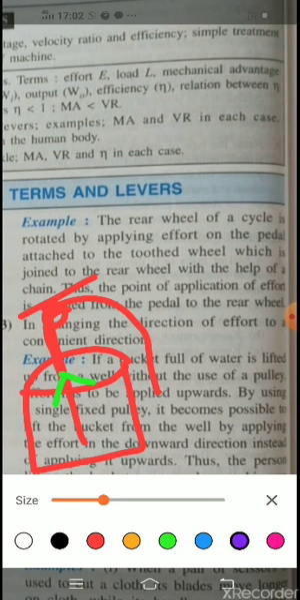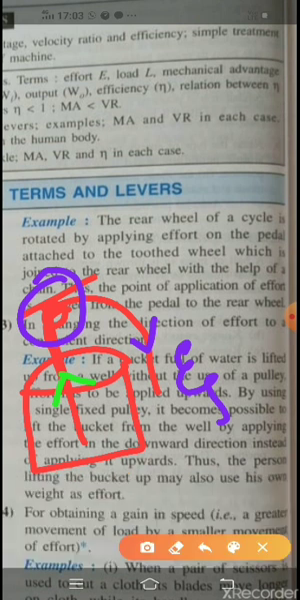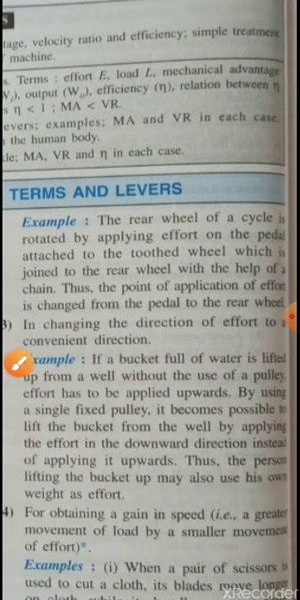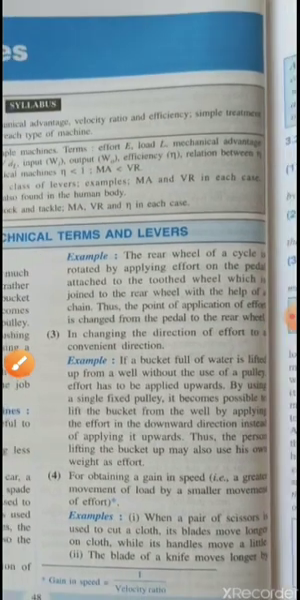But what I'm doing, because of this pulley, I'm applying my effort in a downward direction. So this is the example of the change in direction of your effort. This we use for changing the direction of effort to a convenient direction. So that is an example.